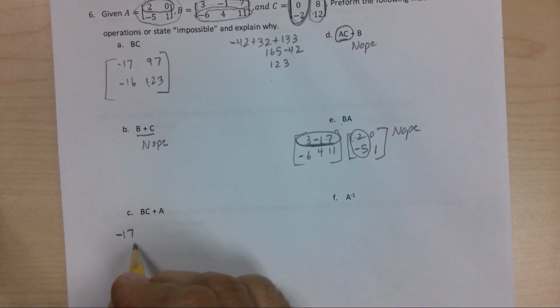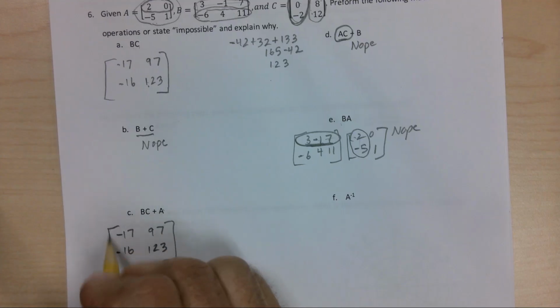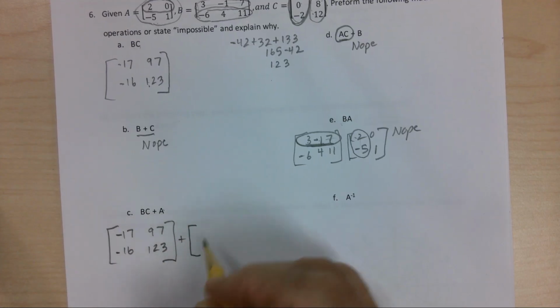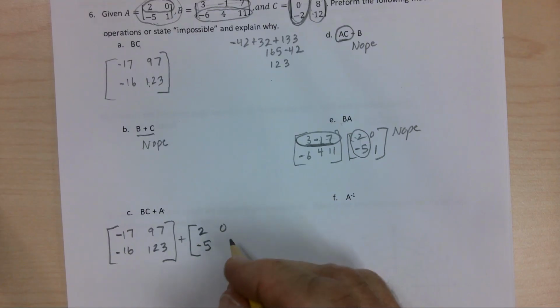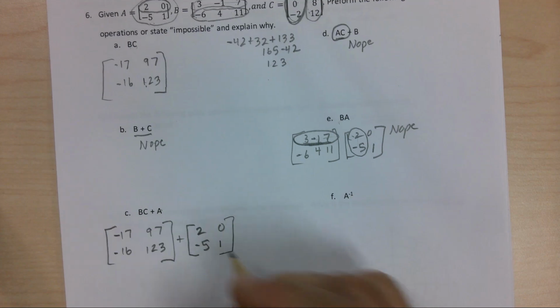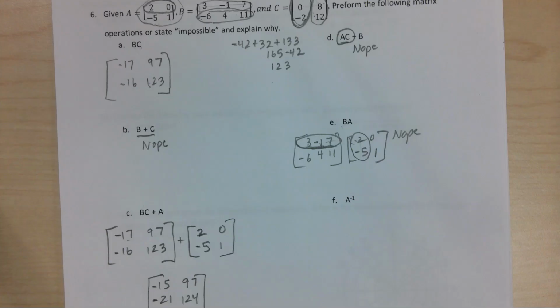Negative 17, negative 16, 97, 123, plus A. Now notice A has also got the same dimensions. It's a 2 by 2. So this is a green light. So negative 17 plus 2 is negative 15, 97 and 0 is 97. That'd be negative 21, and that'd be 124.